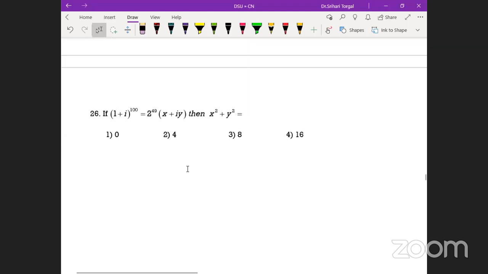Question number 26. Here, again it looks the same, x square plus y square. So what will you think of now?